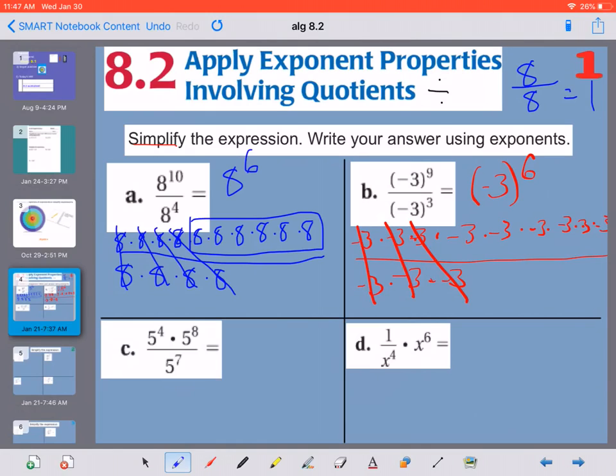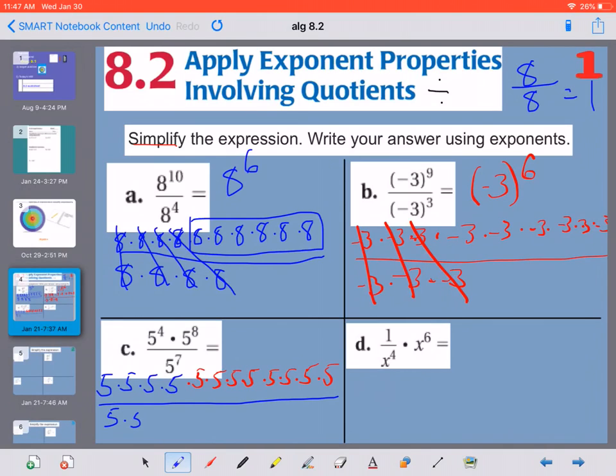This next one we have two numbers on the top. Here we have 5 to the 4th, so we have 4 5's. We also have 5 to the 8th, so we also have 8 more 5's. Then on the bottom we have 7 5's.